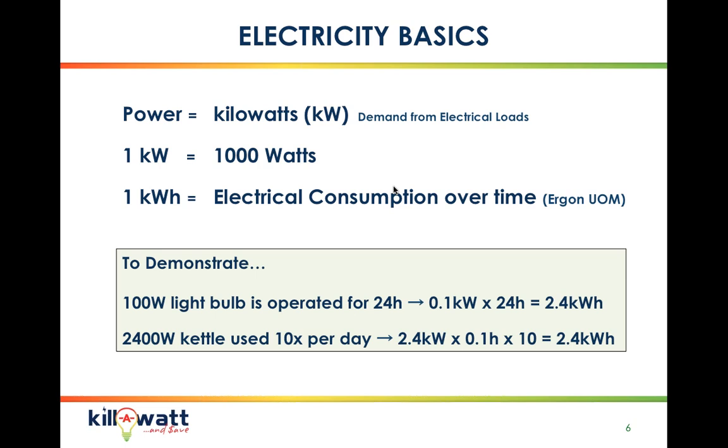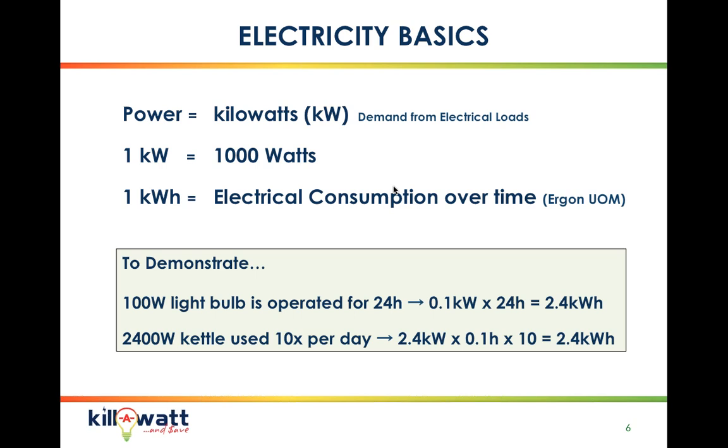The unit of power itself is measured in kilowatts. 1 kilowatt is equivalent to 1,000 watts, and using that for a period of 1 hour creates 1 kilowatt hour, which is electrical consumption over time. To demonstrate this, a 100 watt light bulb operated for a day would be 0.1 of a kilowatt times 24 hours, which equals 2.4 kilowatt hours.